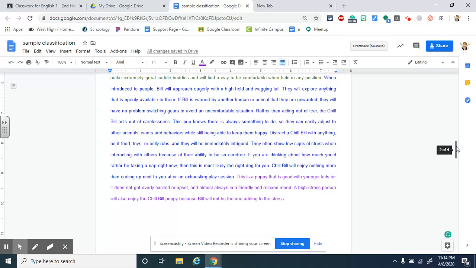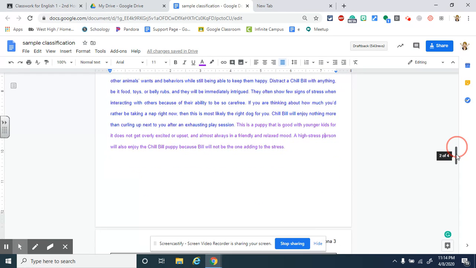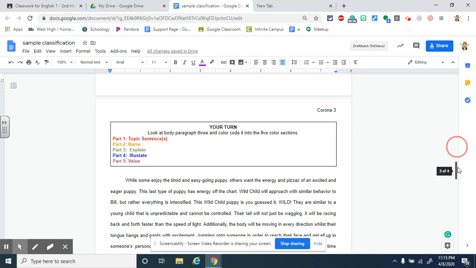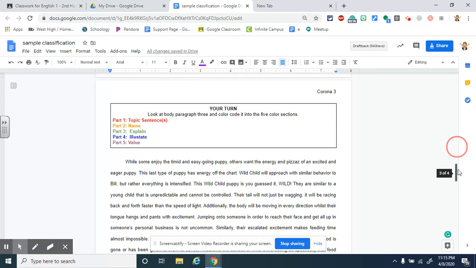This puppy is good with younger kids, so it does not get overly excited or upset, and is almost always in a friendly and relaxed mood. A high-stress person will also enjoy a chill Bill puppy because Bill will not be the one adding to the stress. So now what I want you guys to do is I want you to try to color code this one on your own.